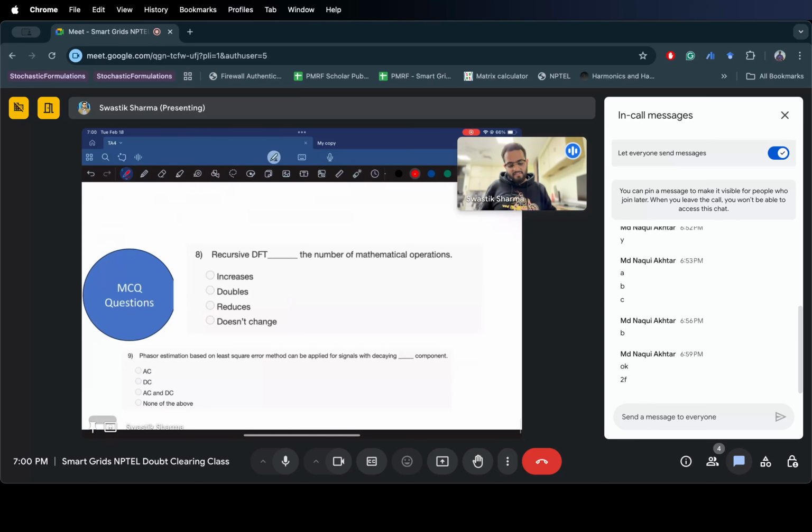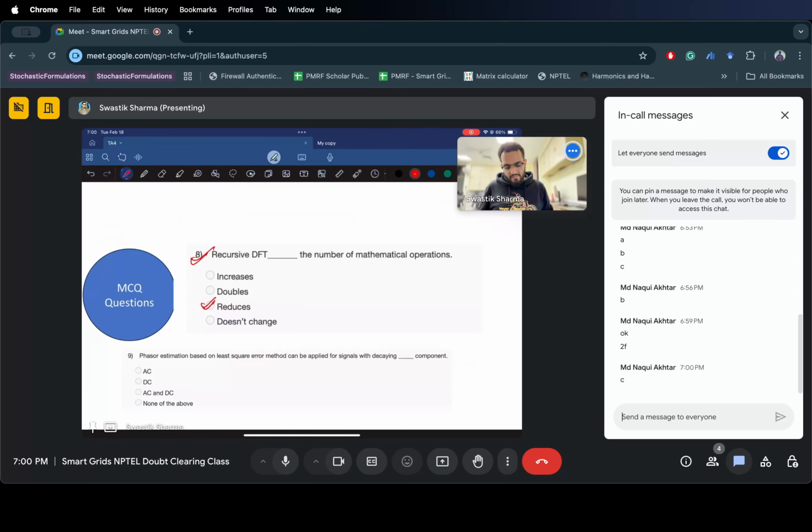Next, recursive DFT does what? I just told you, right? It reduces the number of mathematical operations. You don't have to continuously do it for all the samples you have generated. You can delete the previous samples as and when the new samples come into picture. So it reduces the mathematical operations.